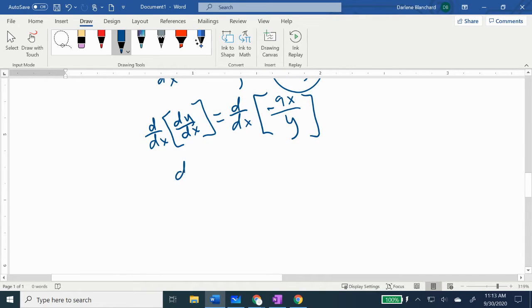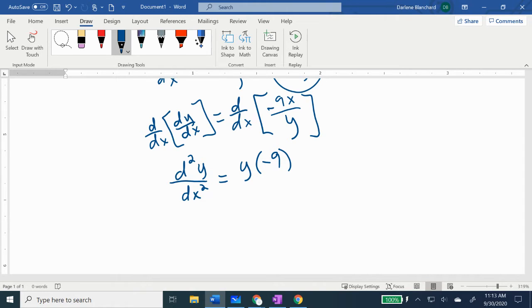So the derivative of dy/dx with respect to x again is the second derivative of y with respect to x. And then I'm going to quotient rule the right side. So low d high. Low d high, derivative with respect to x of negative 9x is negative 9. Low d high minus high d low. The derivative of y with respect to x gives me dy/dx. Square the bottom and away we go.